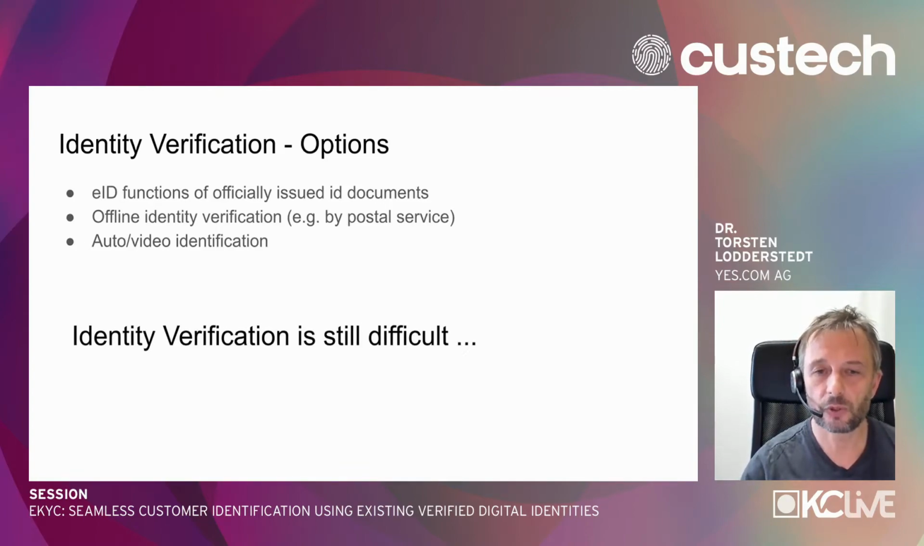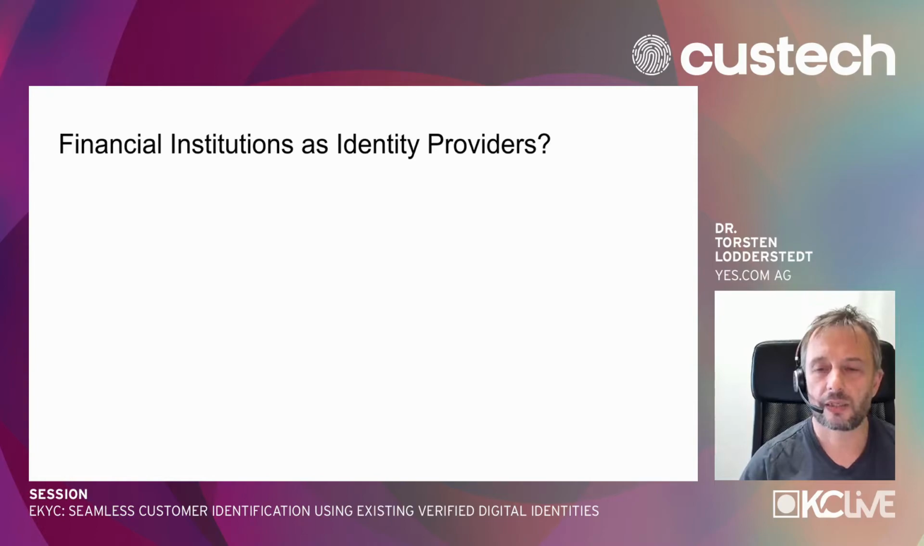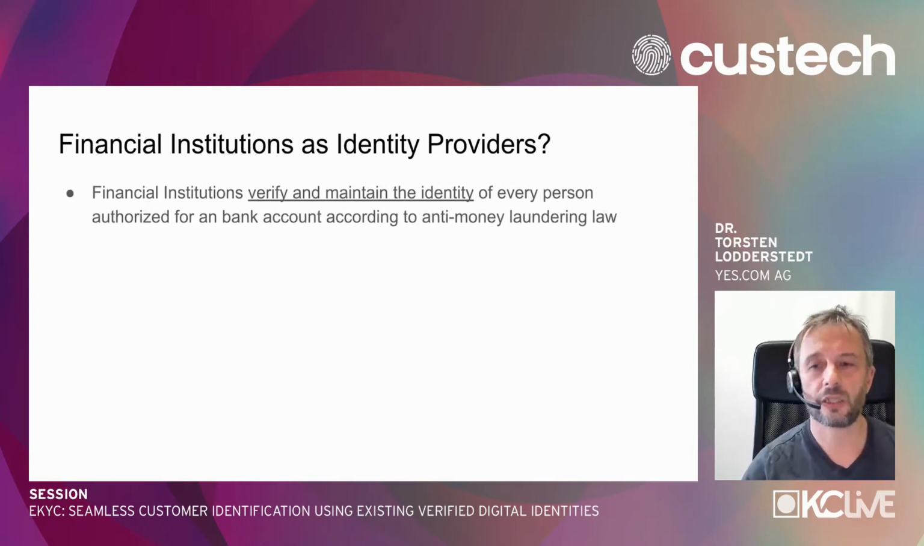And I would like to talk about one alternative option that doesn't replace those, but could add some benefit to the mix. And this is the sharing of existing digital identities, especially those managed by financial institutions. Why is that an option? Well, basically, as I explained previously, financial institutions are obliged to verify the identity of their customers. So they know the identity of every person that is authorized to access a bank account due to the obligation defined by the anti-money laundering law.